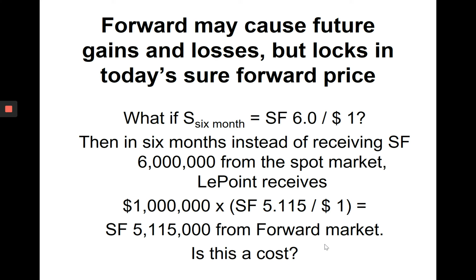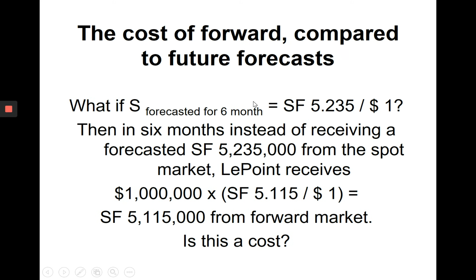So, with that said, let's look at a scenario where the 6 month, let me go one slide forward. When the spot rate forecasted for 6 months from now. So we feel that spot rate can be 5.235 6 months from now per dollar, Swiss francs per dollar.